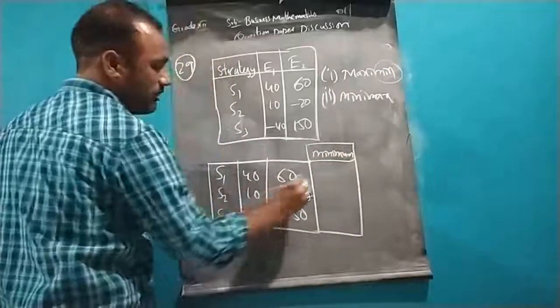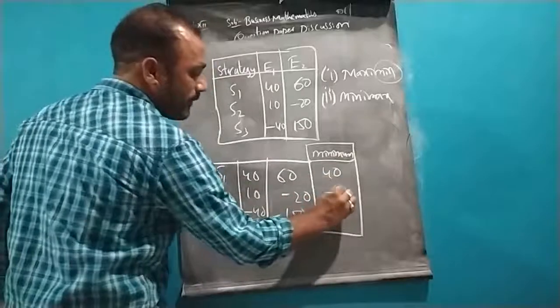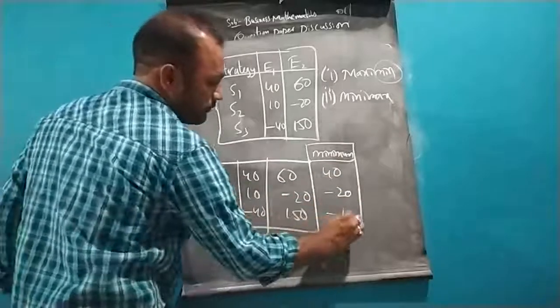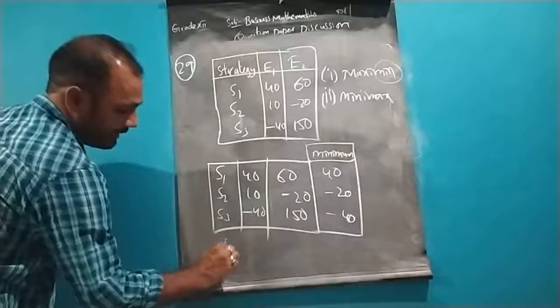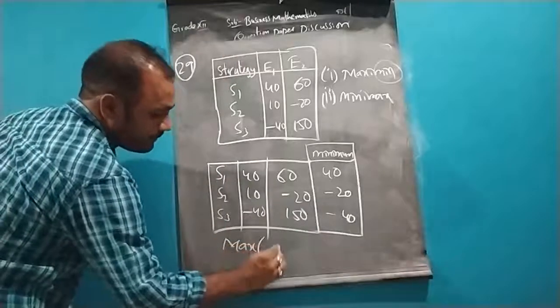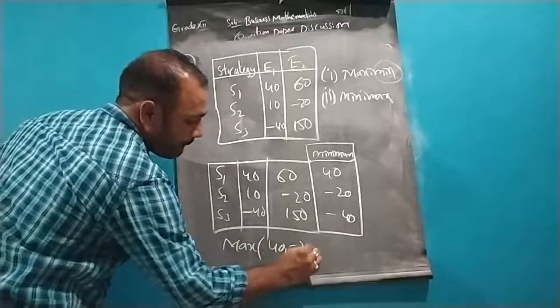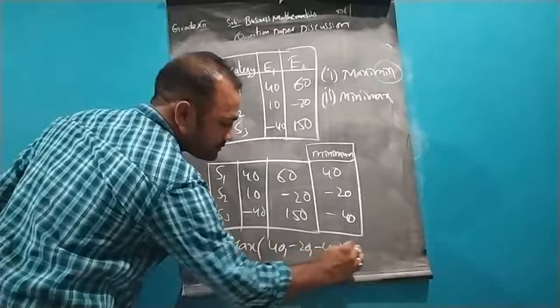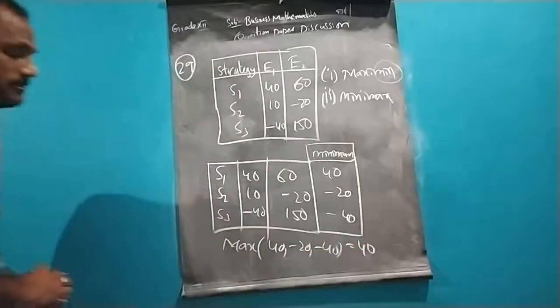So what is the minimum from this? 40. Here minus 20, here minus 40. So the maximum of 40, minus 20, minus 40. The maximum value is plus 40.